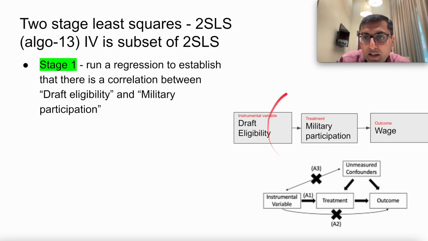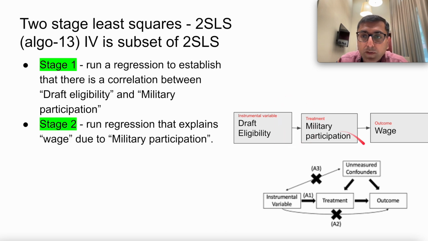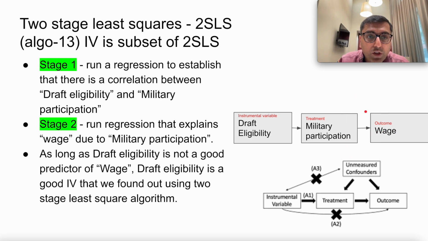You find this out. I know I'm hopping through different examples, but it's the same. Instrumental variable impacts the treatment, which causes the outcome. So you first find out this stage one, and establish that there is a correlation. And in the second stage, you find out this correlation, military participation and wage. Once you do that, you can also check that draft eligibility has no impact on wage, right? When you do that, you've found this to be an instrumental variable. And this technique is called the two-stage least squares technique. This is the new algorithm from this chapter.